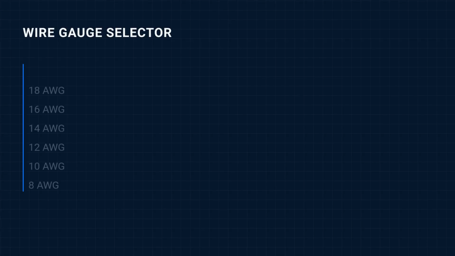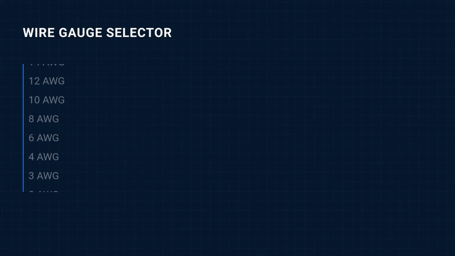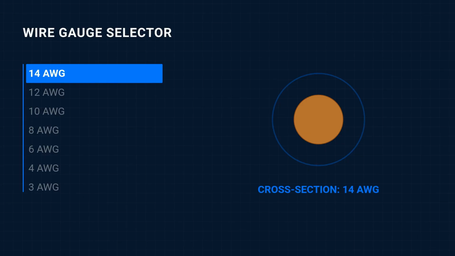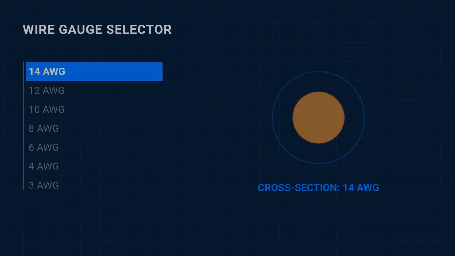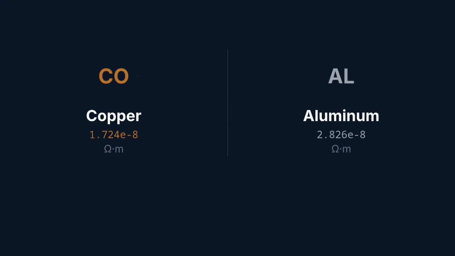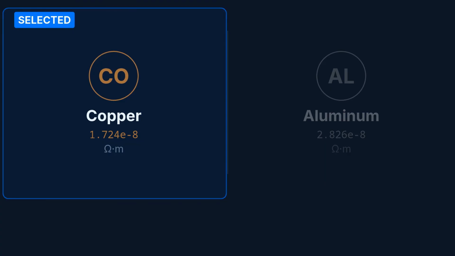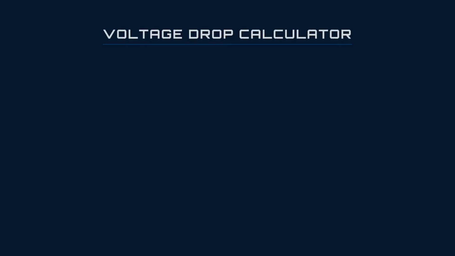Next, choose your wire size from 18 AWG options ranging from 18 AWG down to 40 AWG. I've selected 14 AWG. For conductor material, you can pick copper with a resistivity of 1.724 times 10 to the negative 8th ohm meters, or aluminum at 2.826 times 10 to the negative 8th ohm meters. I'm using copper. Now enter your values.